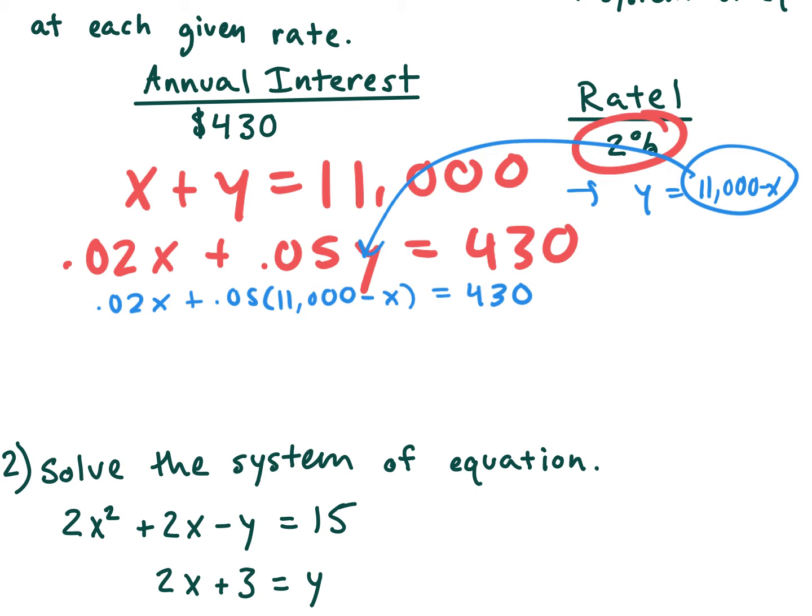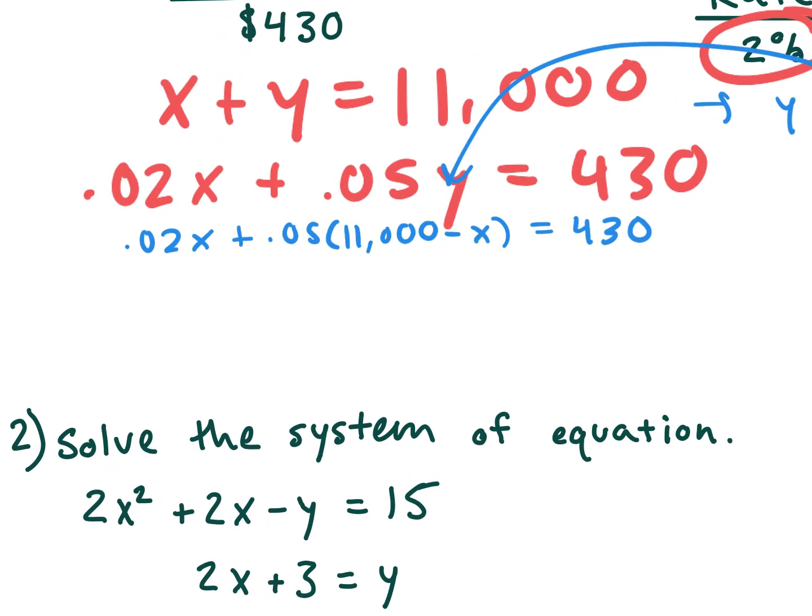What do I have to do next? Distribute it. So 0.02x, what is 0.05 times 11,000? 550 minus 0.05x is equal to 430. What's next? Combine like terms.